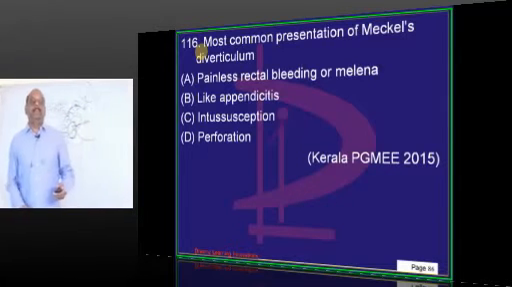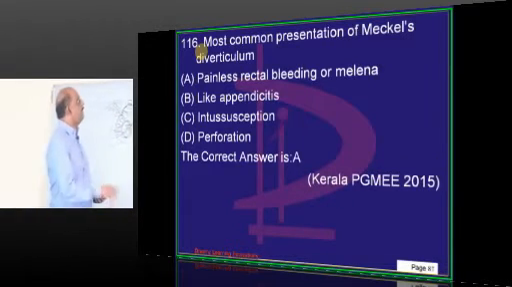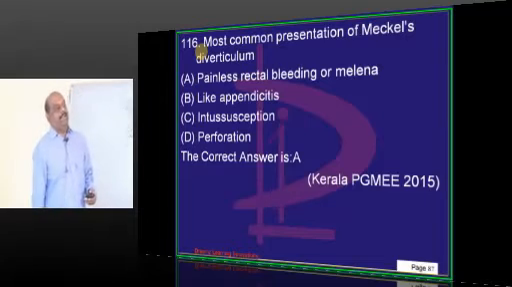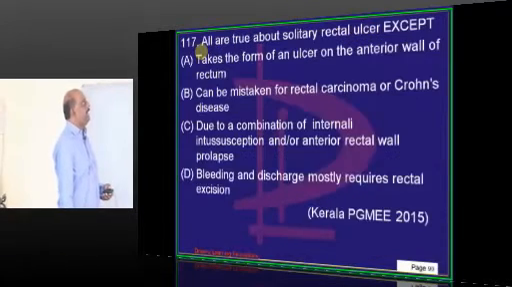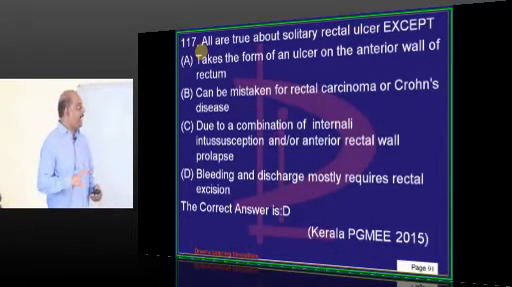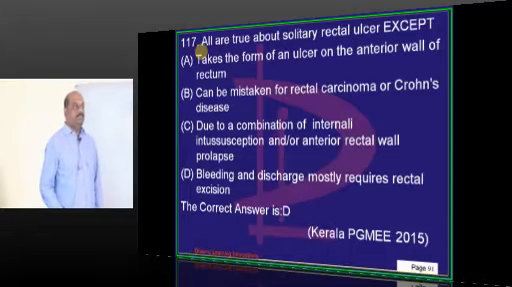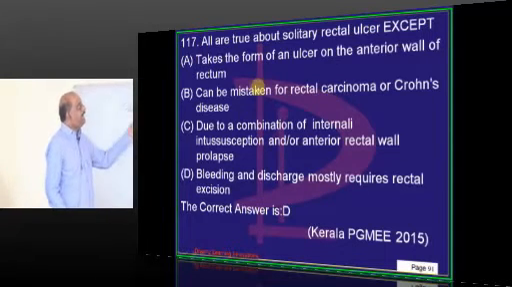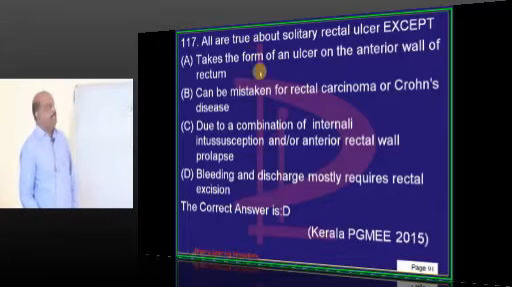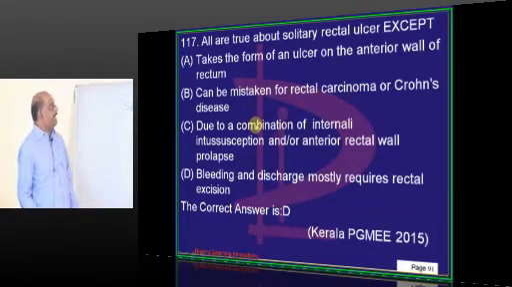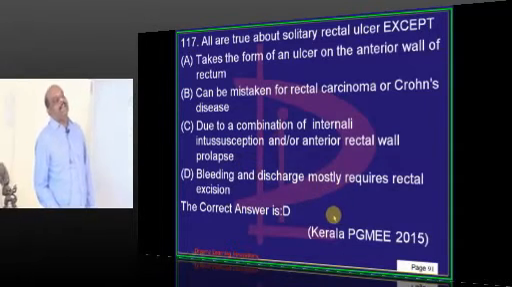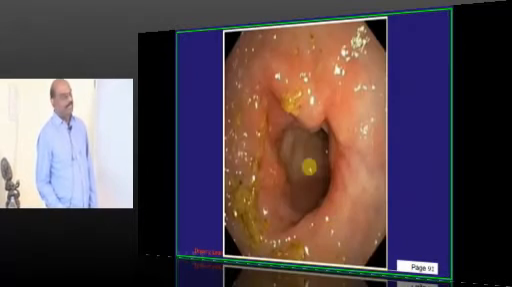Meckel's diverticulum, the most common presenting feature is painless rectal bleeding, which is what you need to basically remember. Solitary rectal ulcer: basically, it takes the form of an ulcer in the anterior wall of the rectum. It can be mistaken for a rectal carcinoma, and if there is bleeding and discharge, it does not most commonly require rectal excision, right?